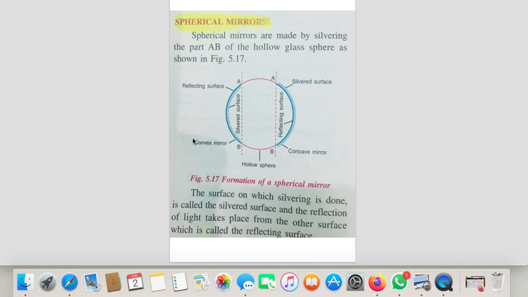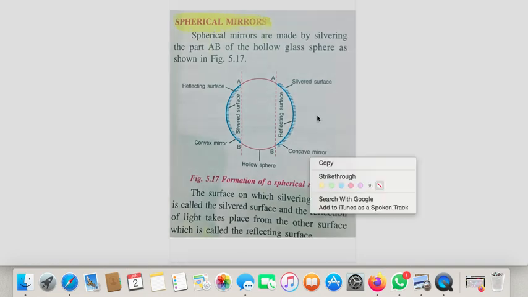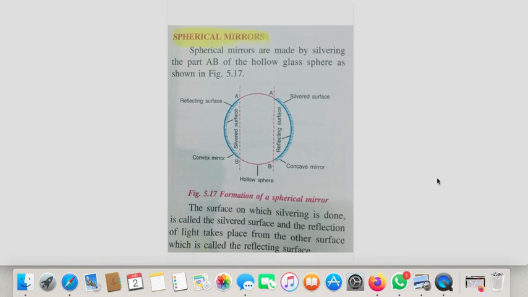We also talked about the laws of reflection. We know that the incident ray, the normal, which is the perpendicular drawn at the point of incidence, and the reflected ray all lie on the same plane. And the second law of reflection states that the angle of incidence is equal to the angle of reflection.